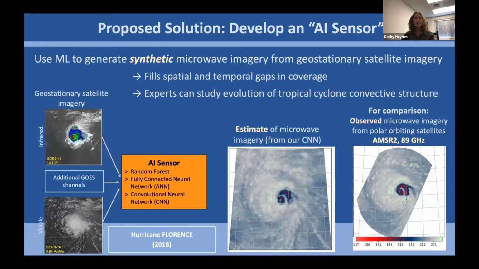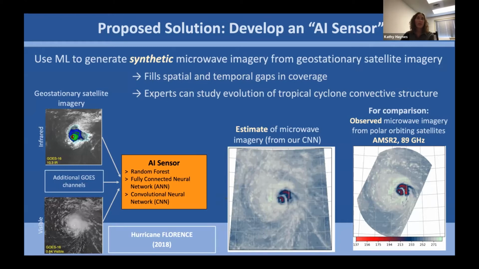So our proposed solution is to develop an AI sensor. Here we want to use machine learning to generate synthetic microwave imagery from geostationary satellite imagery, in order to fill the spatial and temporal gaps in coverage. On the bottom of the screen, you'll see a flow diagram of our basic proposed sensor. If we start from geostationary satellite imagery, we feed this data into an AI sensor, and from there we make predictions or estimates of microwave imagery.